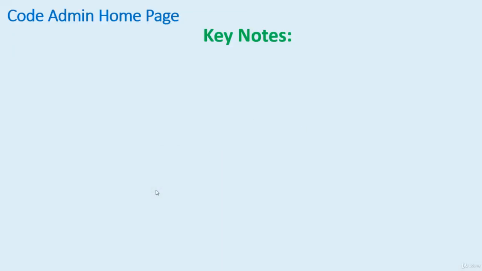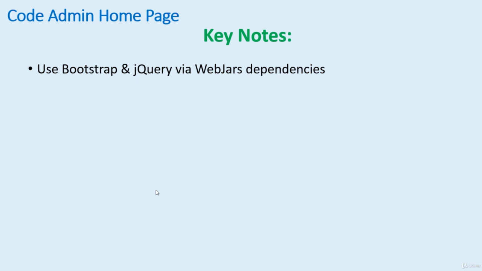Here are some keynotes in this section. Firstly, we can use Bootstrap and jQuery by adding some WebJars dependencies in the Maven project file. In this way, the resource files of Bootstrap and jQuery are available in the classpath of the application.